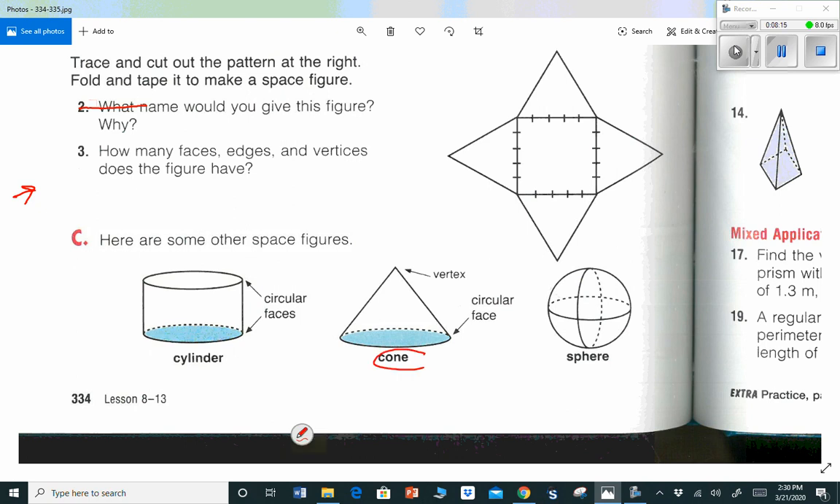This is a cone. You've all eaten enough ice cream to know what that is. And this is a sphere. It is not a circle. It is shaped like a ball. It's three-dimensional, and it is called a sphere.